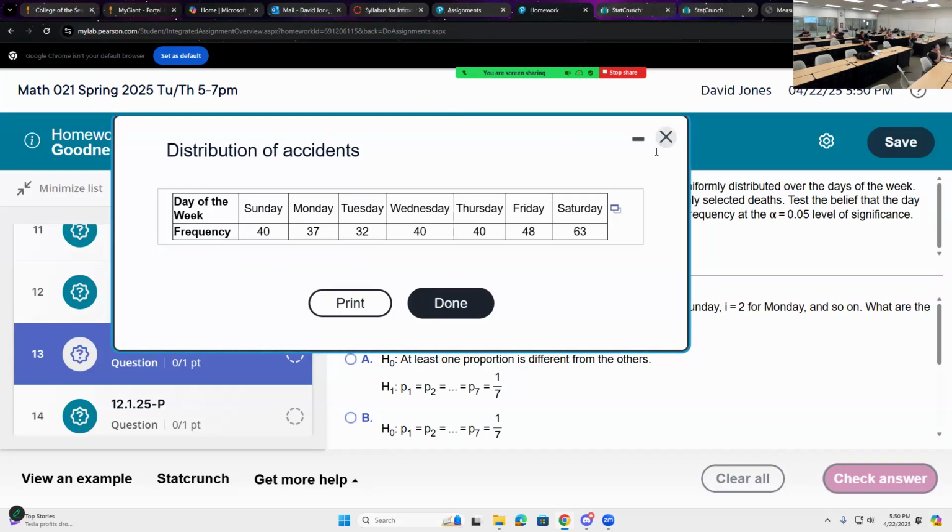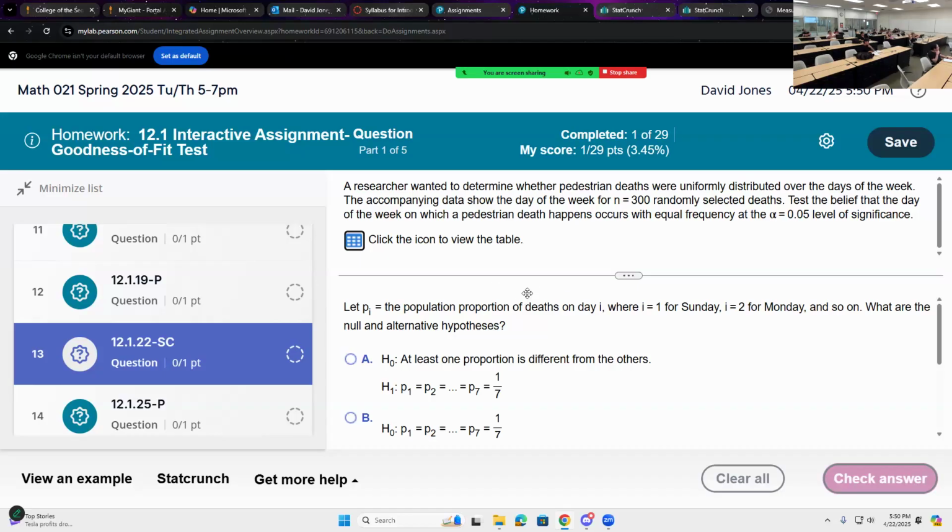So this one's gonna end up being a little bit different because if they're going to occur equally, then the proportions should be equal. Does that make sense? How many days in the week are there? So each one should have 1/7.